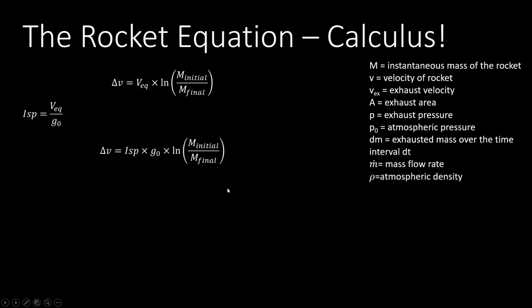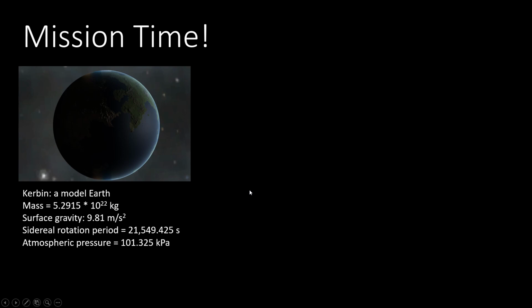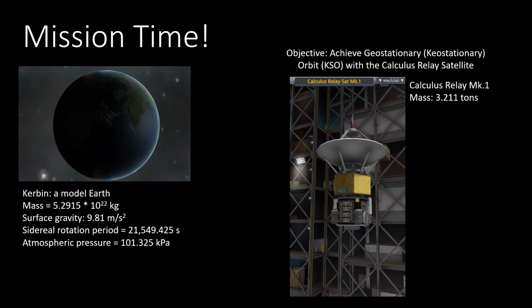So, armed with our two equations and knowledge of orbits, the time has come to tackle the mission head-on. The planet we'll be using today is Kerbin, an Earth analog in the spaceflight simulator Kerbal Space Program. It has a mass of about 5.3 times 10 to the 22 kilograms and a sidereal rotation period, or day length, of 21,549.425 seconds. Our goal is to launch the Calculus Relay satellite into a geostationary, or keostationary, orbit. We'll call this orbit KSO.